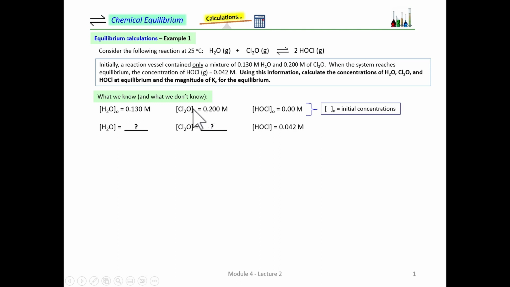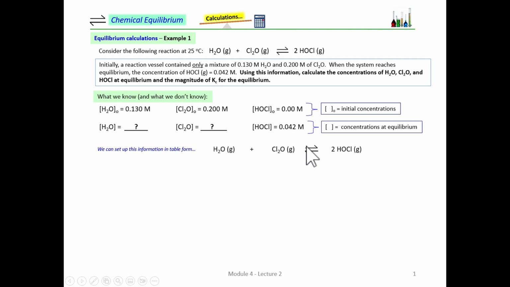Now note that when we have these brackets with a little subscript zero here, we'll use that notation to describe initial concentrations or starting concentrations. So what about at equilibrium? Well, we have the bracketed H2O here, no little subscript zero. So this implies concentrations at equilibrium. We don't know what the concentrations at equilibrium of water and dichlorine oxide are, but we do know that HOCl is 0.042 molar, as stated in the problem.